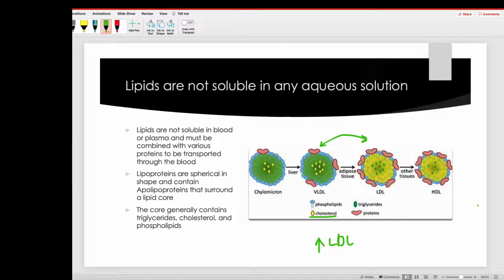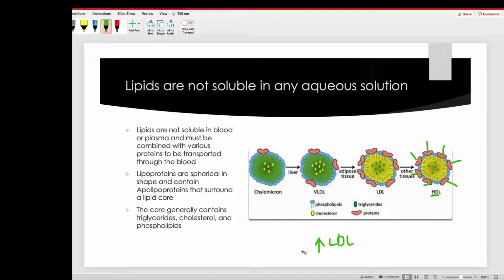Okay, now when we get to HDL, look at this. This is called a high-density lipoprotein because the density of protein is very high compared to these other guys here, right? And again, this one is favorable because it's going to pick up all that cholesterol and bring it back to the liver.